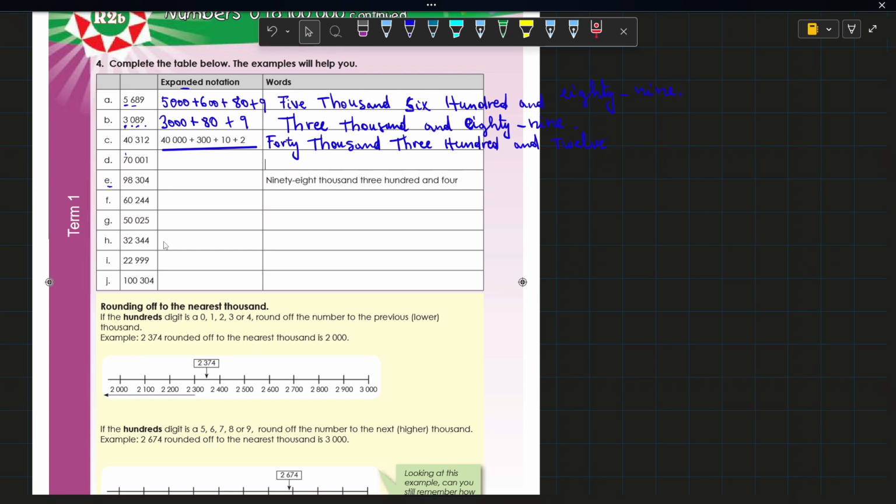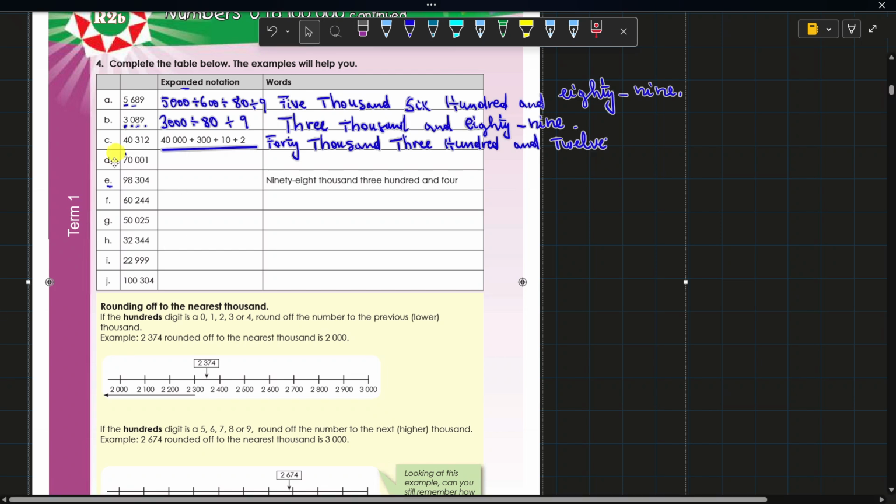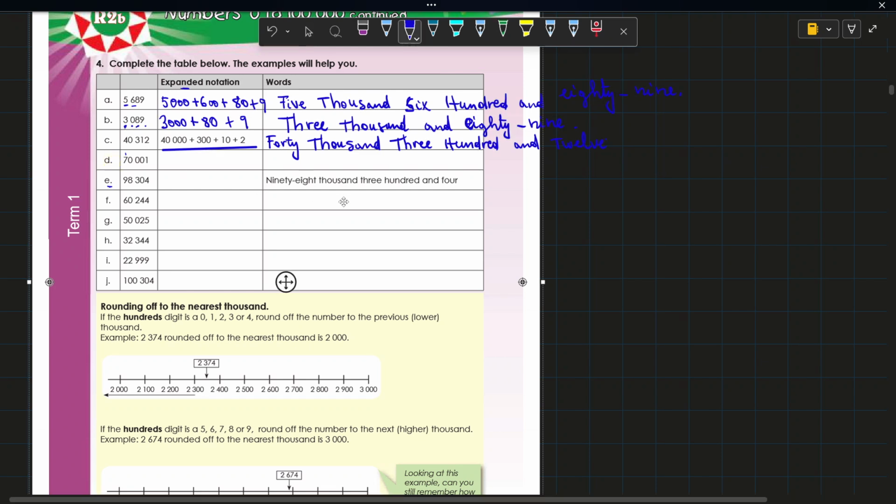We started with the same topic, numbers 0 to 100,000. So today we're going to continue with point D, so 4 D. So we are here, right there. We're going to solve this. So what is the correct answer here? The correct answer here is going to be 70,000 plus 1.